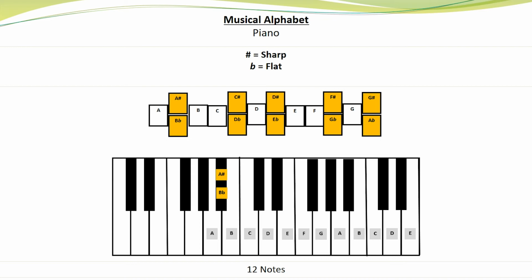So notice there's no notes between B and C, but there is if we raise a C to a C sharp, or D to D flat. Same thing with D sharp, E flat. There's nothing between E and F. F sharp, G flat, G sharp, A flat. So there's our 12 notes.